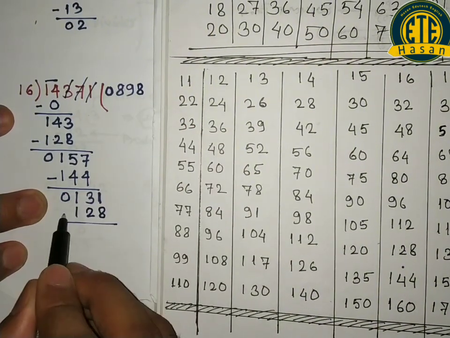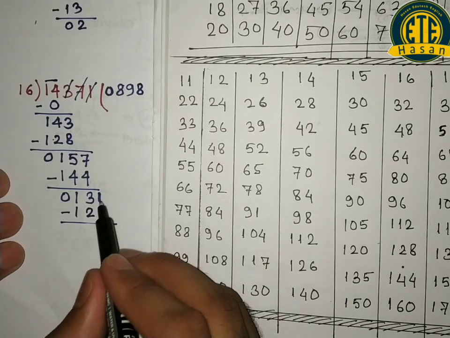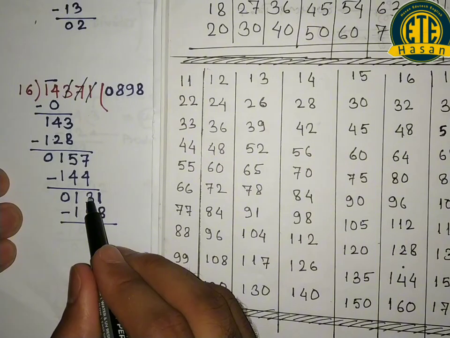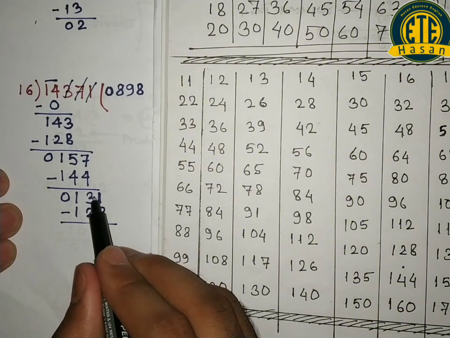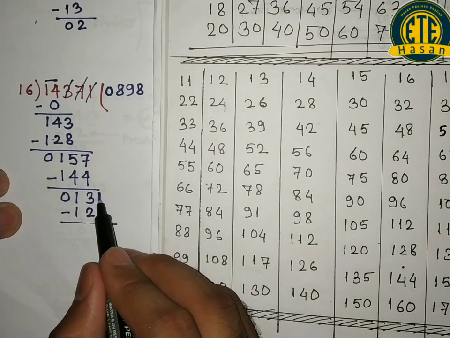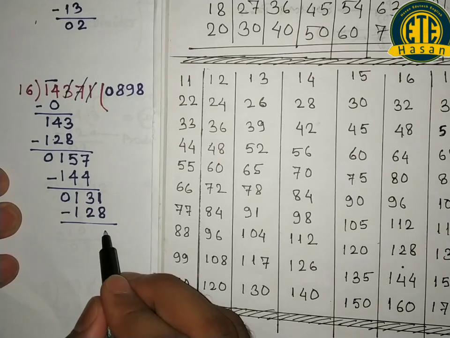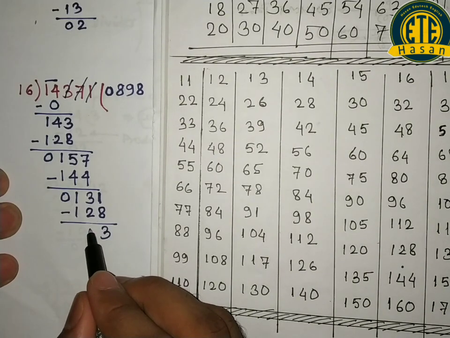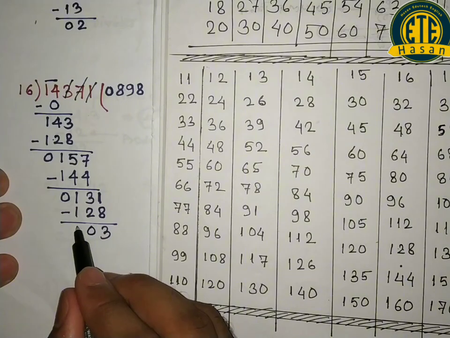128. Now subtract it. 1 minus 8, I can't subtract, so 1 will get 1 carry from 3. 3 will become a 2, and 1 will become 11. 11 minus 8 will be 3, and 2 minus 2 will be 0. 1 minus 1 will be 0.